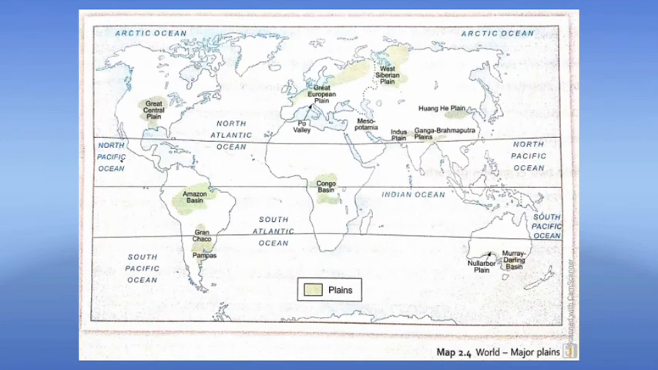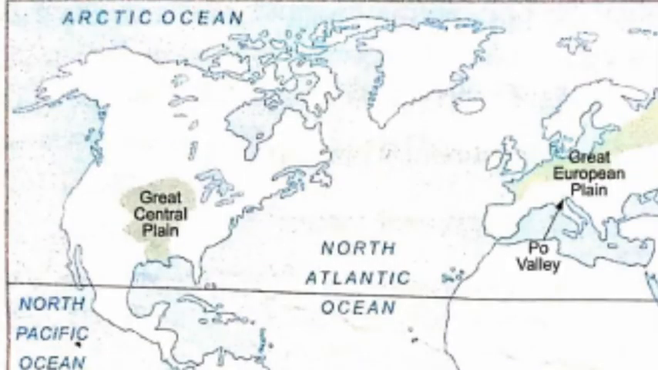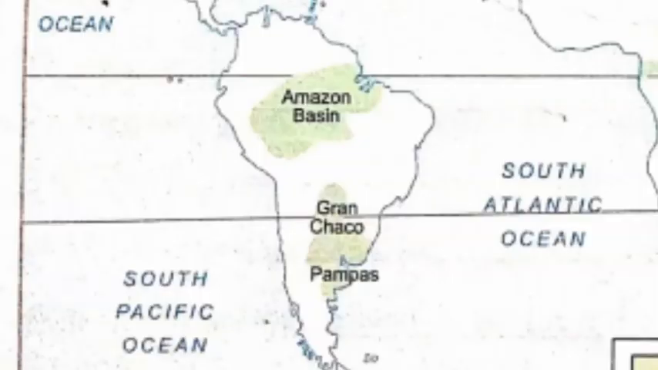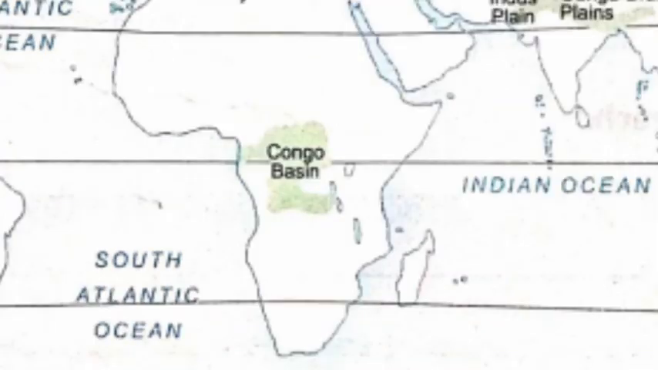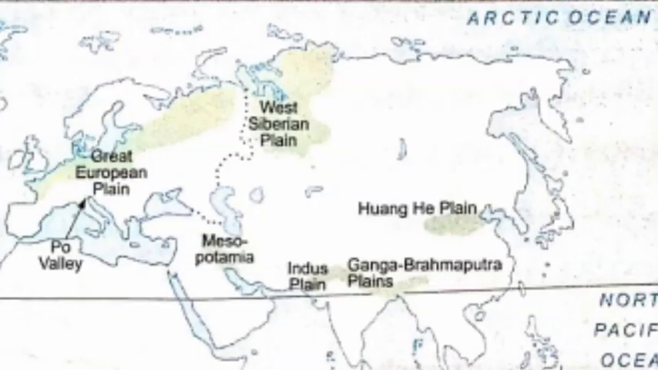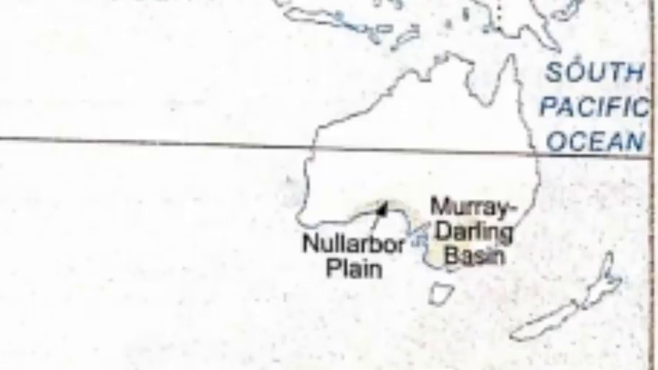Children, open page number 21 in your textbook to learn world major plains. Now moving on to North America, children, we have Great Central Plains of USA. The major plains of South America, children, we have the Amazon Basin, Gran Chaco and Pampas. Moving on to Africa, children, we have the Congo Basin. Major plains of Europe and Asia, children. Now let's move on to Europe. We have the Po Valley, Great European Plains. Moving on to Asia, we have the Mesopotamian Plains, West Siberian Plains, Indus Plains, Ganga Brahmaputra Plains and Huang He Plain. Moving on to the major plains of Australia, children, you have the Murray-Darling Basin and the Nullarbor.